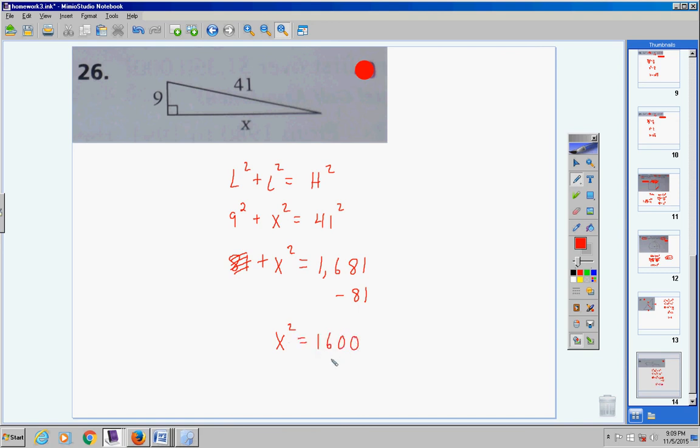Okay? Next step, divide both sides by the coefficient, where there is no coefficient. And next, take the square root of both sides. Well, the square root of x squared is x. The square root of 1600 is positive negative 40, but hold it. We're dealing with a length of a side of a triangle, so we do not want the negative, okay? So x would equal just positive 40.